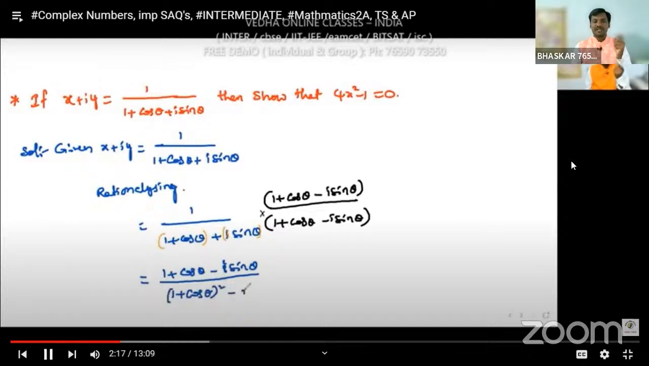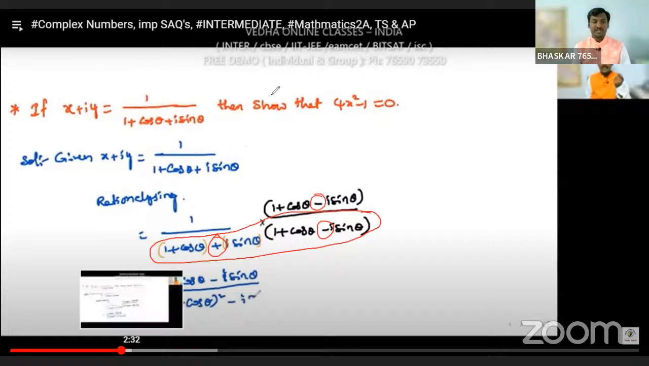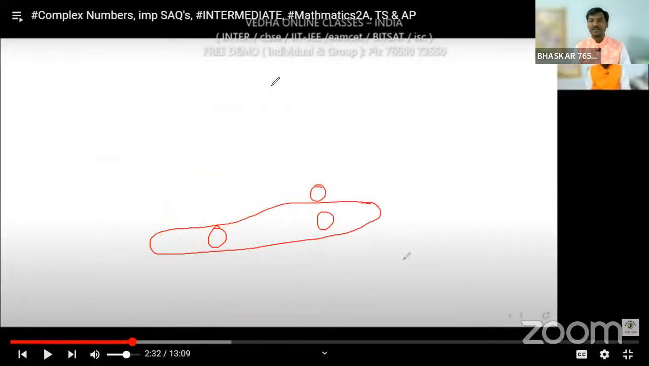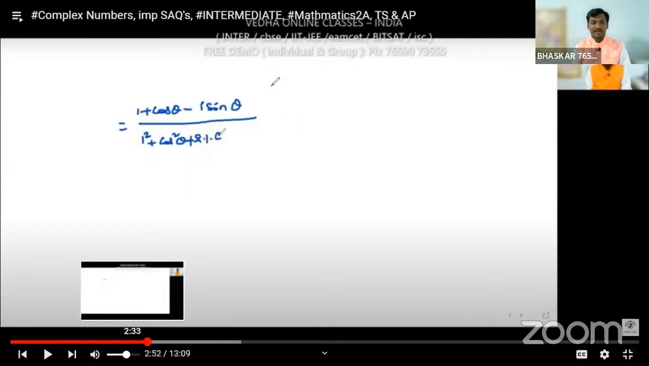This is the explanation. Here we are rationalizing, which means we change the sign: whatever sign we have, positive, we change it, and we multiply and divide. Always remember, whenever we rationalize, we use the formula a plus b into a minus b equals a square minus b square. We use the same formula here.